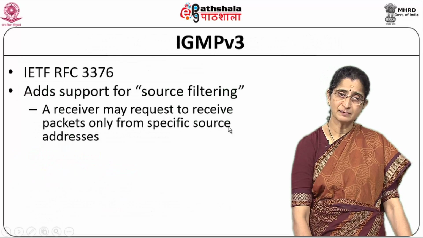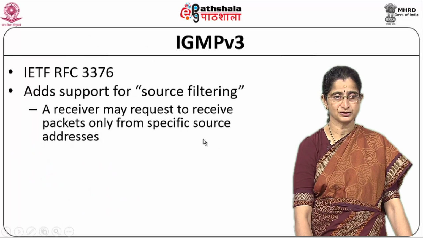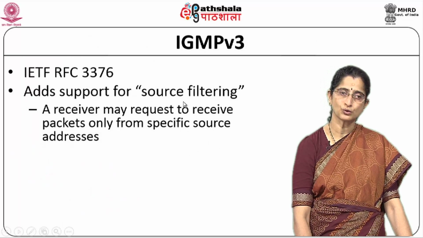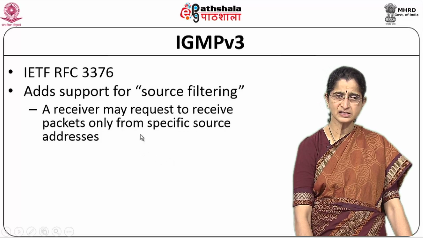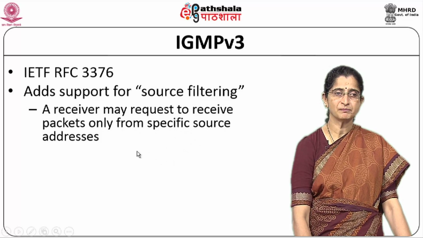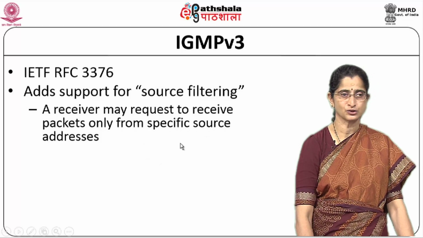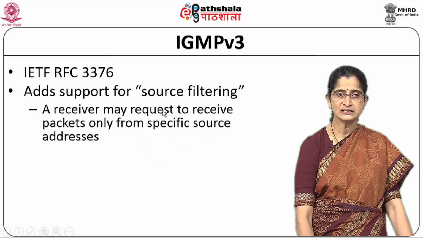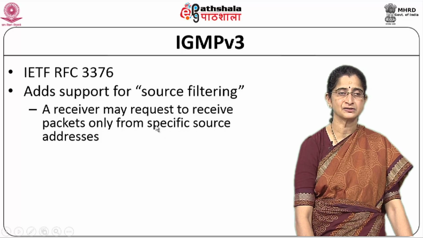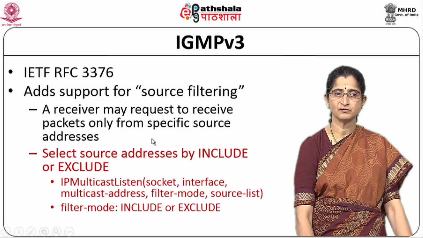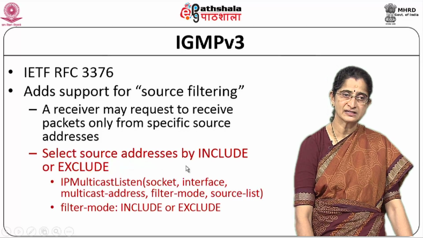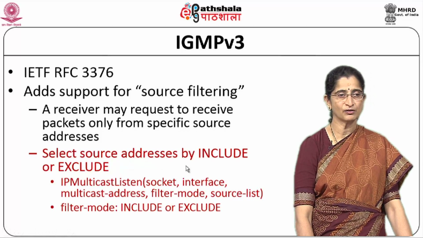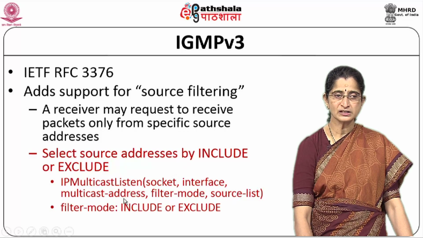If you look at the V3 protocol, there is additional support for certain other features. One of them is source filtering. What we mean by source filtering is that a receiver may request to receive packets only from specific source addresses. We talked about this as one of the requirements in multicasting, so this support is specified in IGMP V3. You can select source addresses using either an include flag or an exclude flag. So, you can have two flags, either an include mode or an exclude mode.